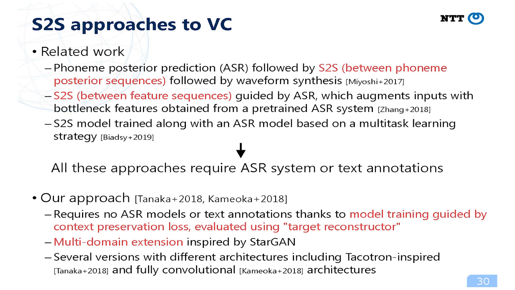By contrast, our approach requires no ASR models or text annotation, thanks to model training guided by the idea called context preservation loss, which is evaluated using a newly introduced network called target reconstructor. Secondly, we have done multiple domain extension inspired by StarGAN. And thirdly, we tested several versions with different architectures, including Tacotron-inspired and fully convolutional architectures.